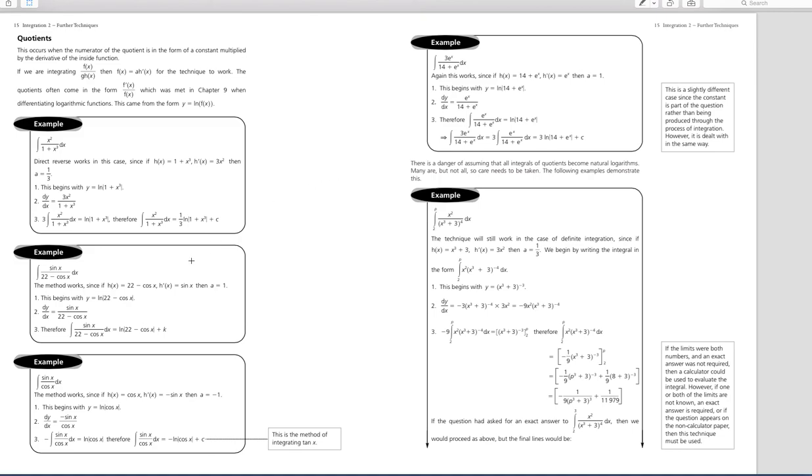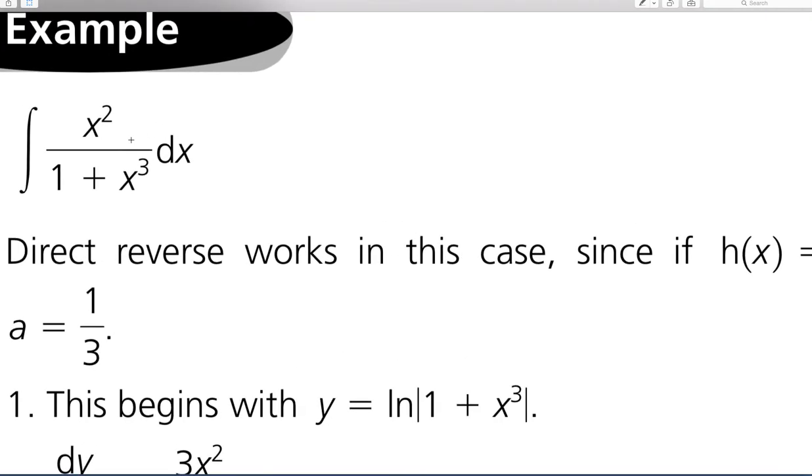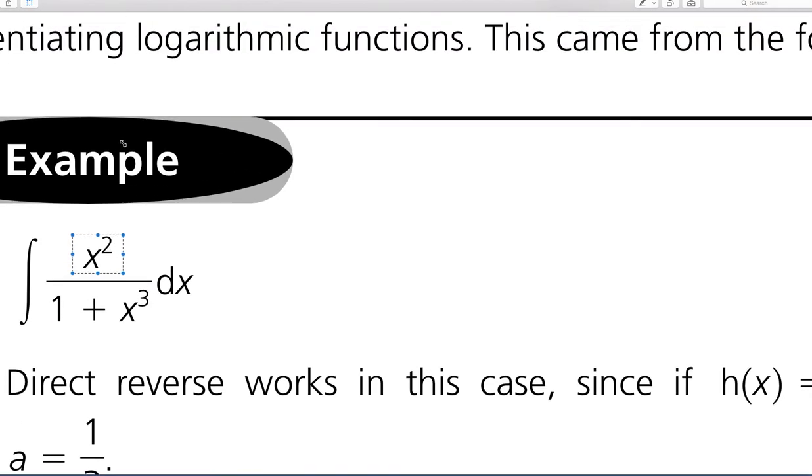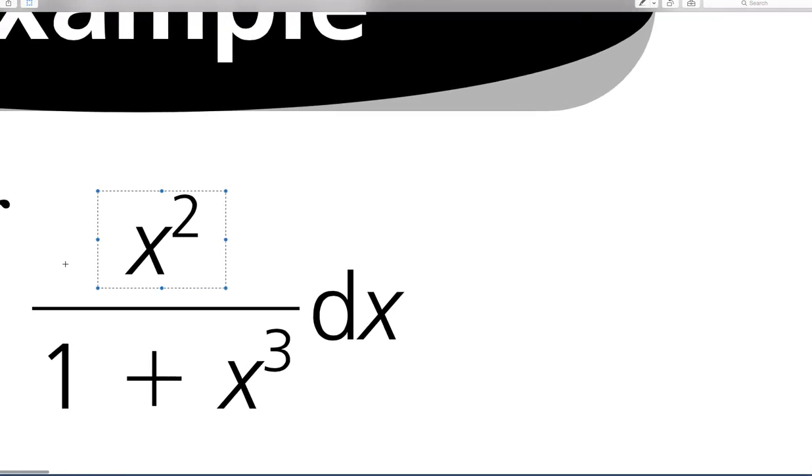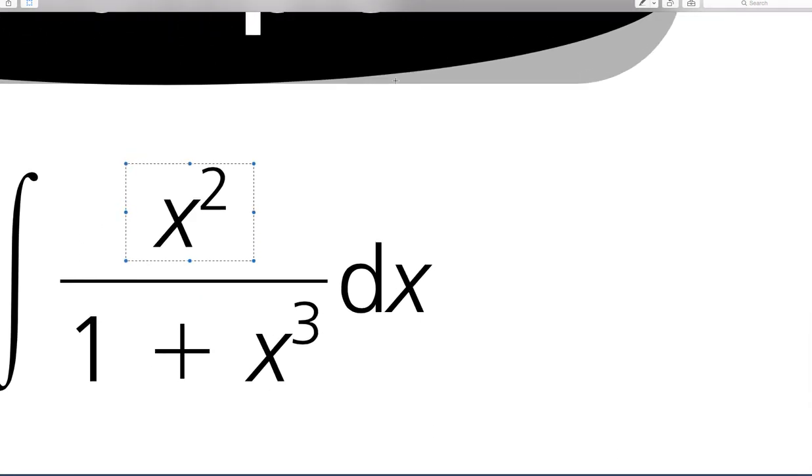I would like you to try this one here. You can see that somehow if you let this one equal to u, you get that automatically, right? So I want you to try this one. Now I'm going to pause the video a little bit.